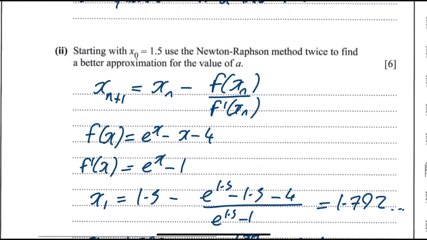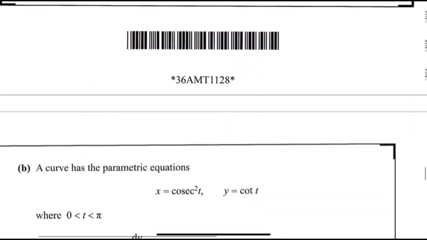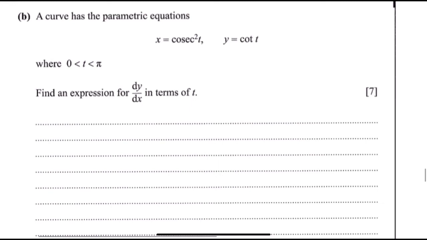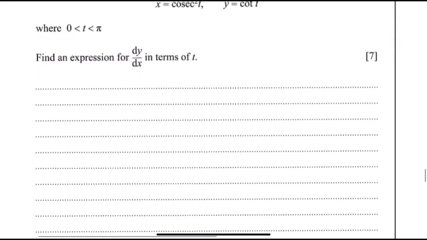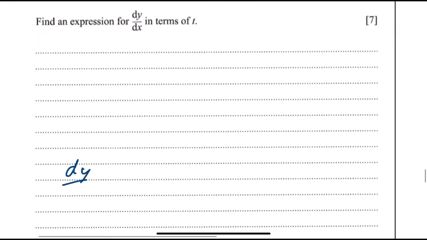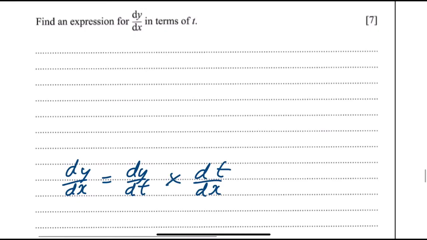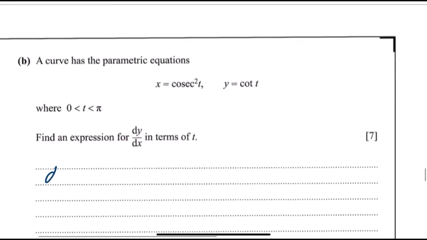Question, whatever this is, question 9b. Question 9b says curve has parametric equations, and it says find an expression for dy by dx. Now we'll come to this in a wee minute. dy by dx is dy by dt times dt by dx. So the first thing we need to do here is find dx by dt. So if you differentiate cosec squared, now the derivative of cosec is given in your formula booklet.